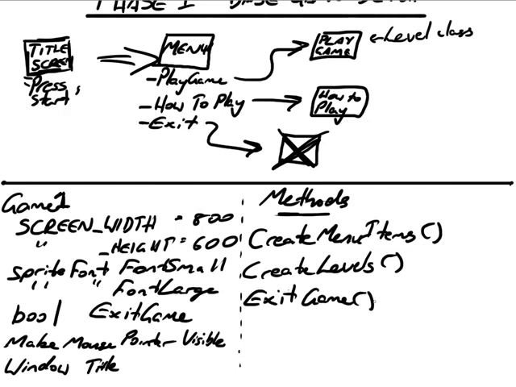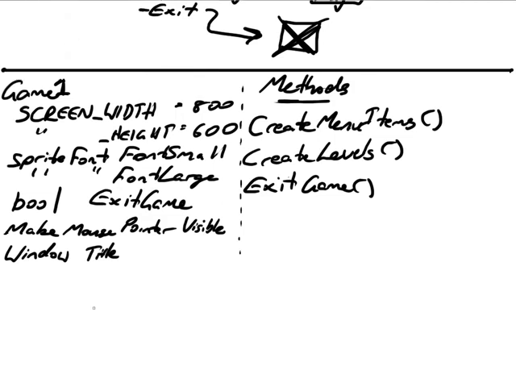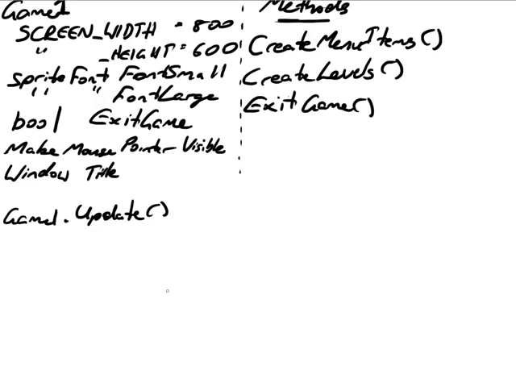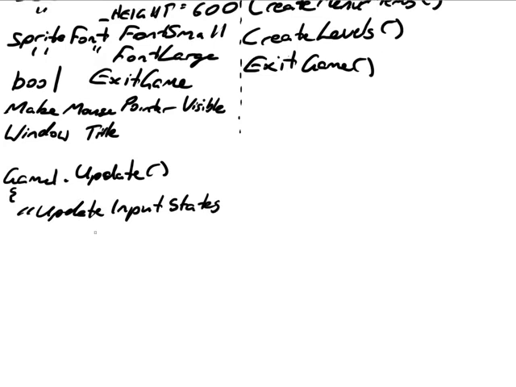Now, how does exit game work? Well, let's look at that in what happens in the update method, which we're going to do right now. Game 1, start update. What do we want it to do? First thing it needs to do is update the input states, which is done by our input helper.update.